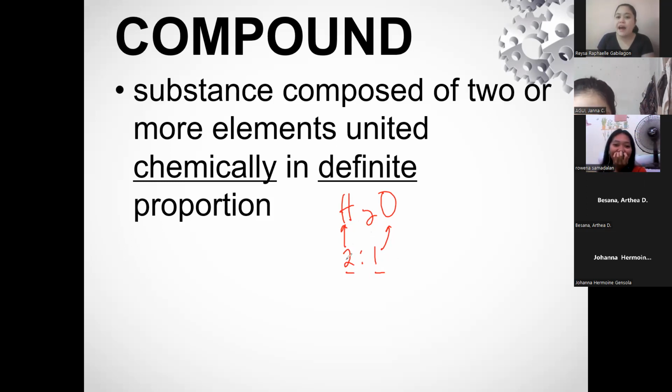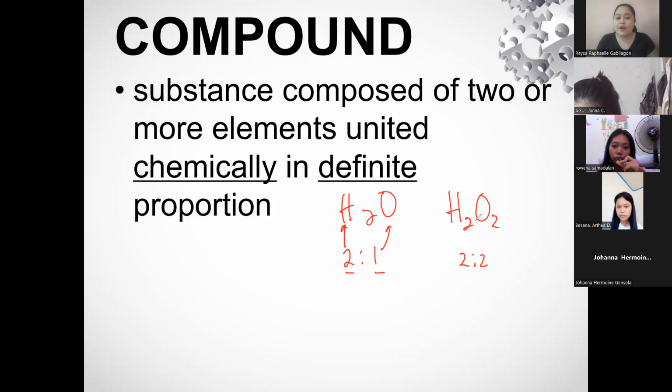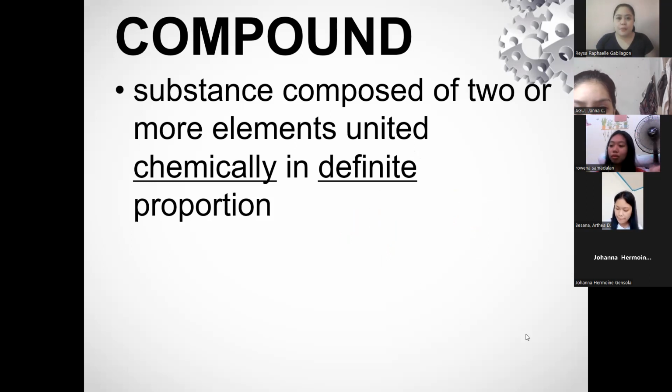Okay? Kasi pag nag-iba ang ratio or ang proportion natin dito sa mga atoms na to, hindi na yan siya water. So kagaya nito, naging 2:2 ang proportion niya, 2 atoms of hydrogen and then 2 atoms of oxygen. Hindi na siya again water, hydrogen peroxide na siya. Okay? So again, compounds are made up of 2 or more elements united chemically in definite proportion.